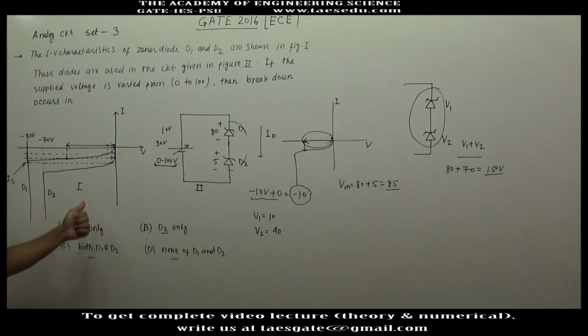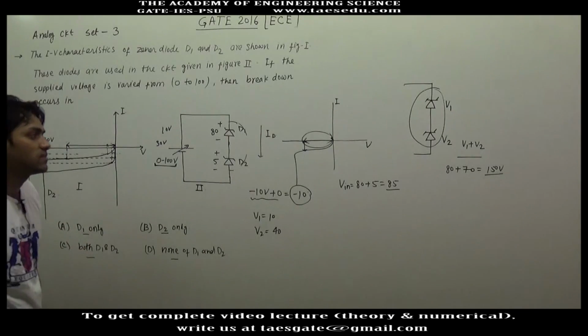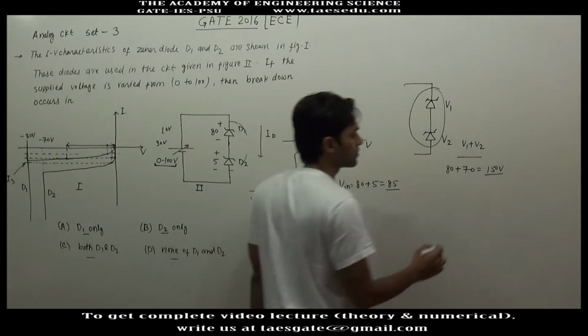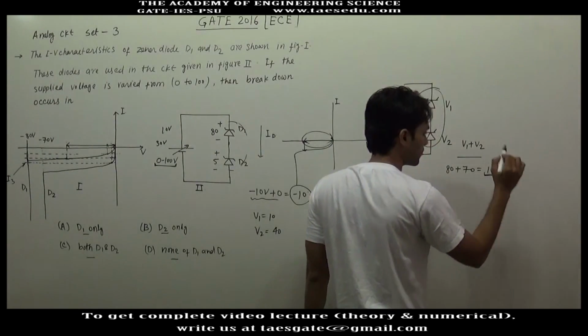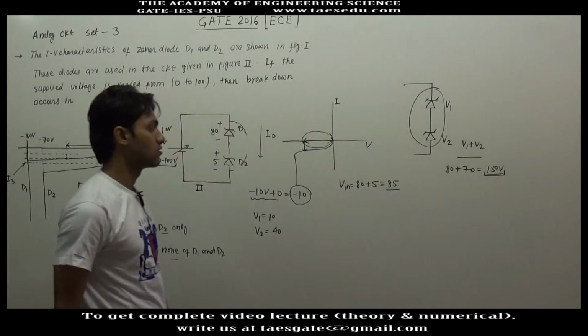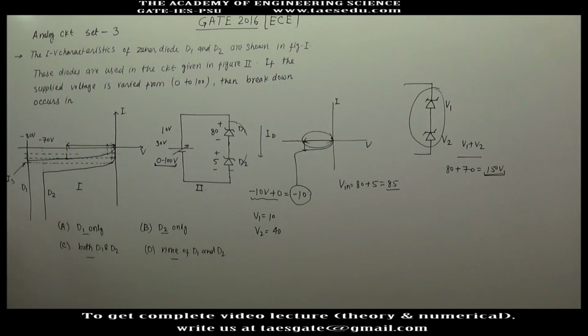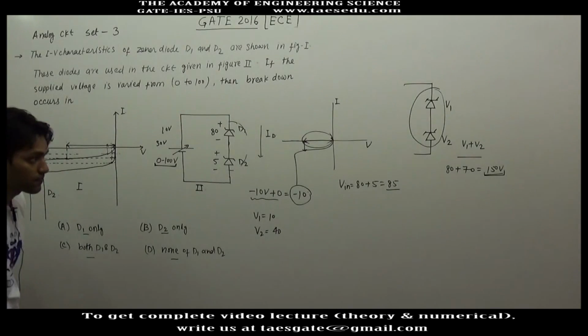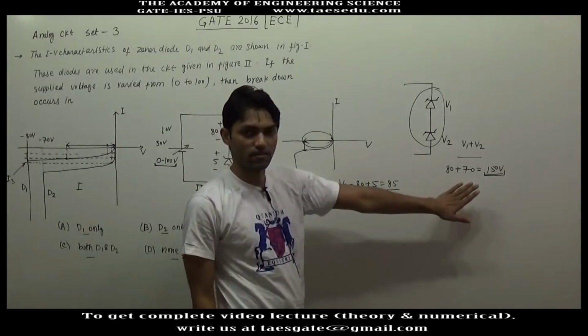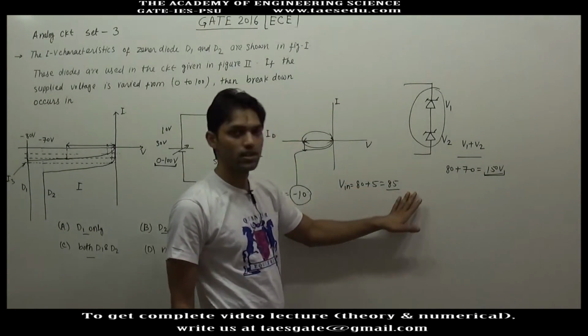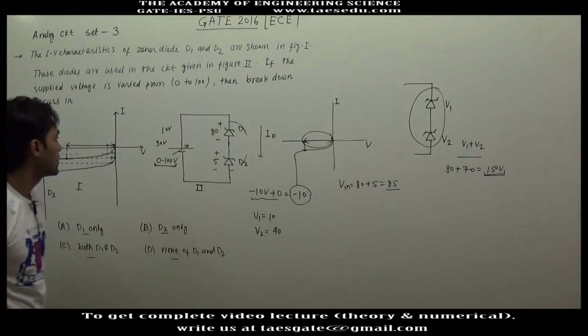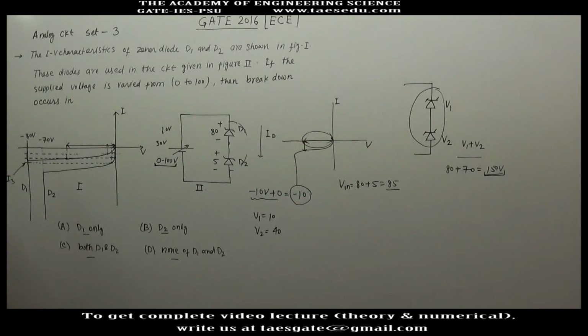But in this question the voltage and current characteristics are different, that's why 150 volt will not be required to break down these diodes. Even when the voltage is less than 150 volt, at that voltage also the diodes can break down. So what is happening in this case?